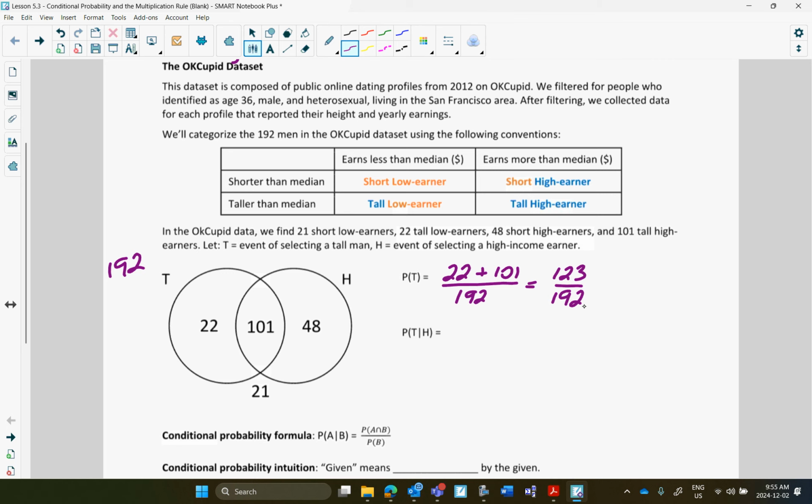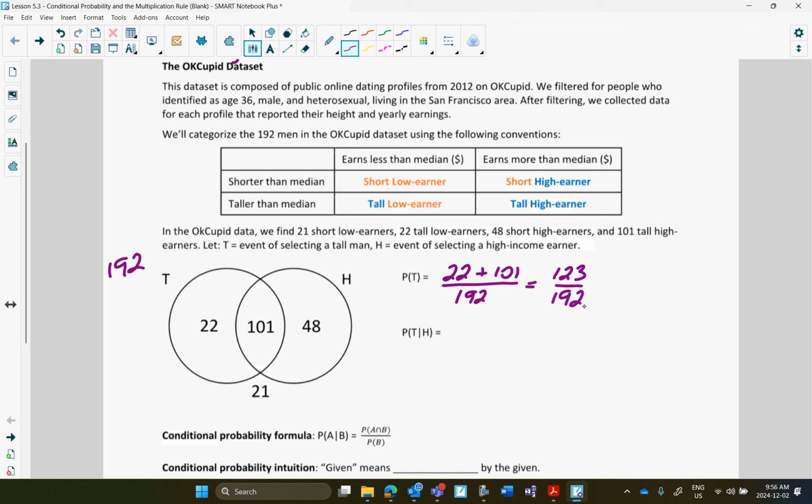Now this is where you've got to be a little careful, because now we're going to go into conditional. What's the probability of selecting a tall man given that they are a high income earner? That's going to change the total. The total is no longer 192. What would it be? The total would be 149.